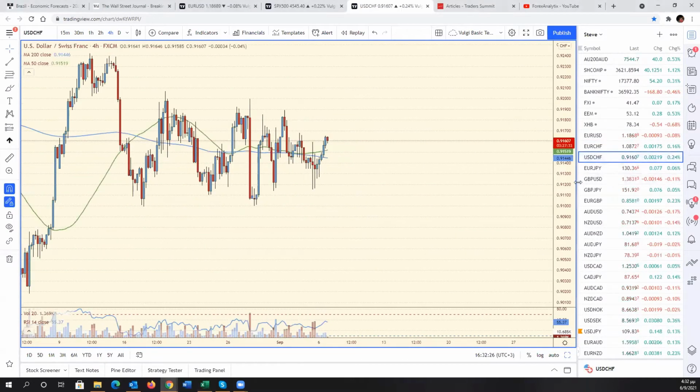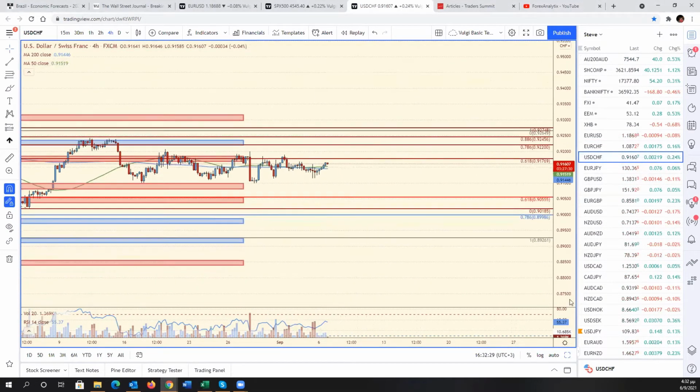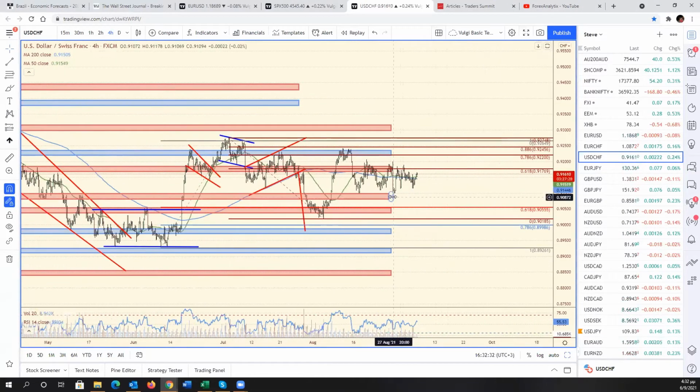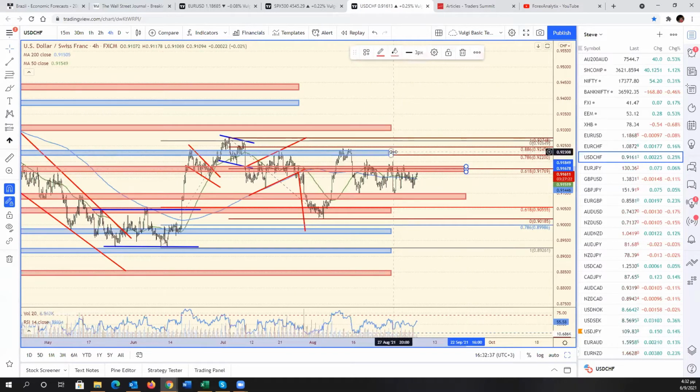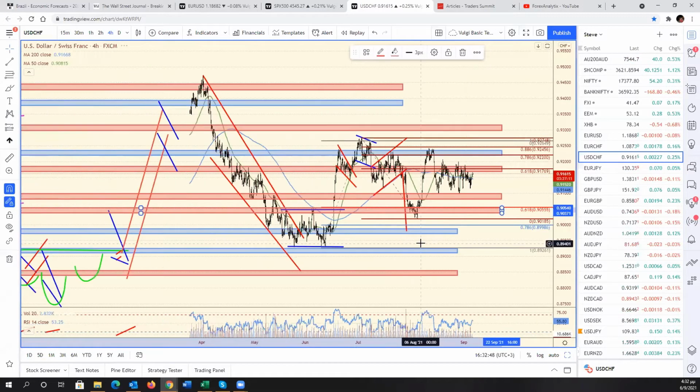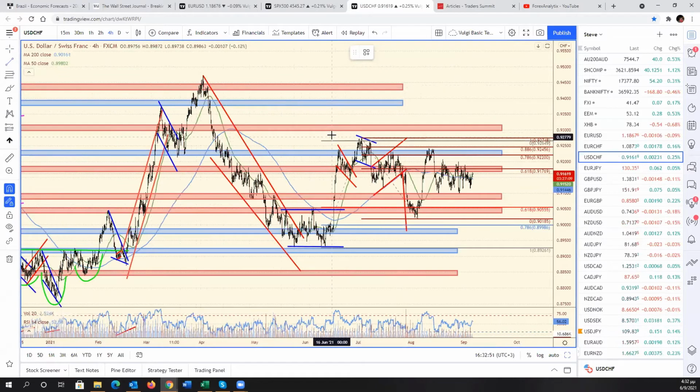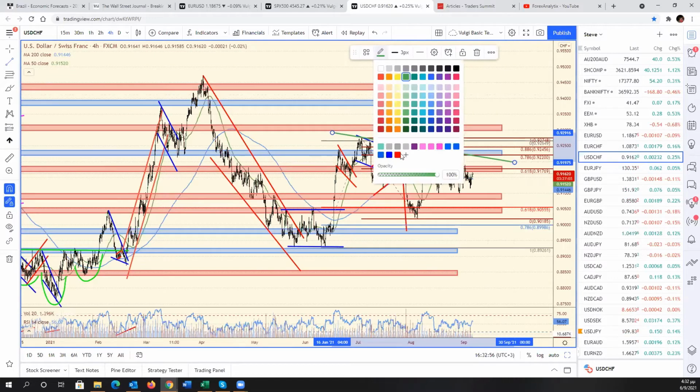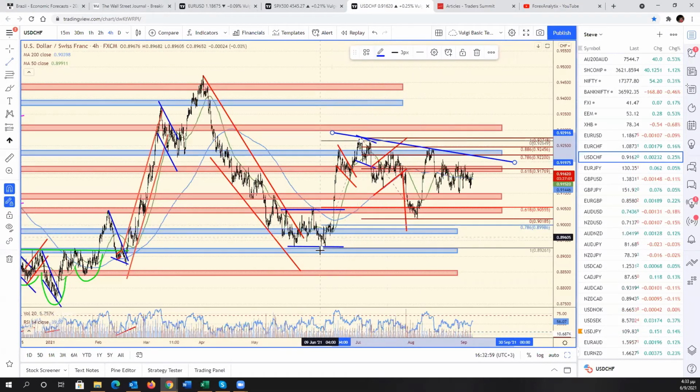Now, USD Swiss. So here it is. I haven't readjusted anything on the 4-hour chart, as you see. As you know, my main focus has always been on the daily chart. So first of all, you know that we've been looking at this as a triangle, right? There it is. Let's change the color, to be honest.